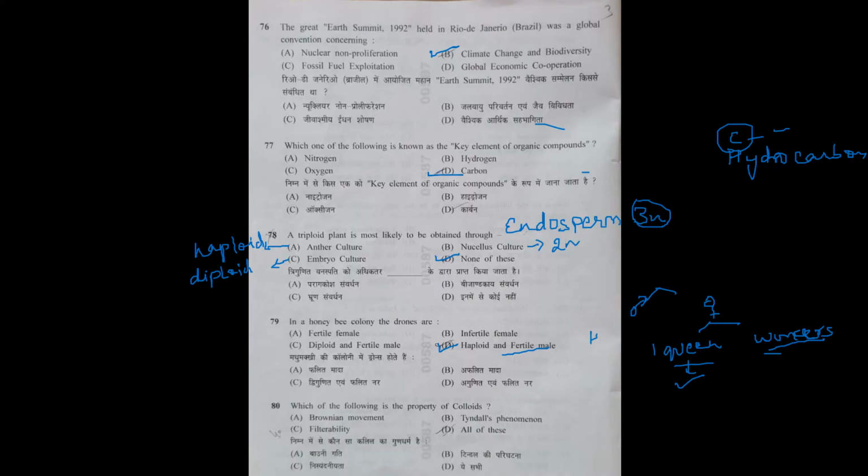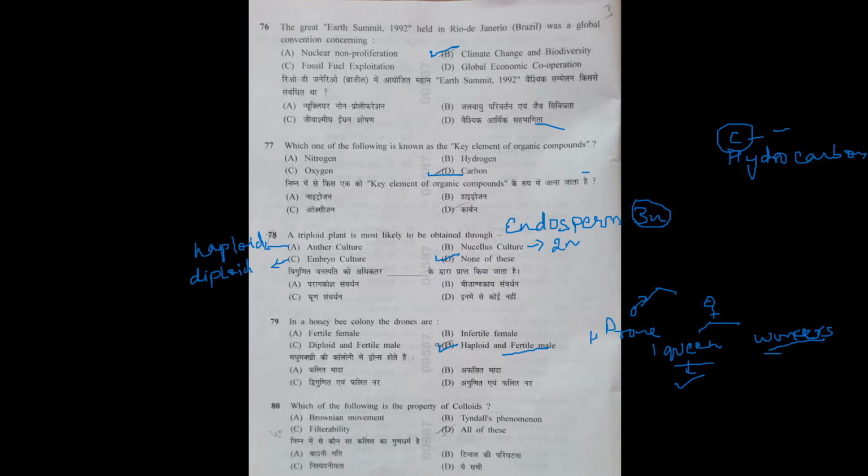Now, the queen is the fertile female, and the male is called the drone. They're haploid and they are fertile male. So that will be the answer D, haploid and fertile male.